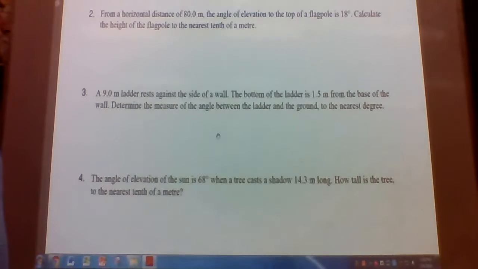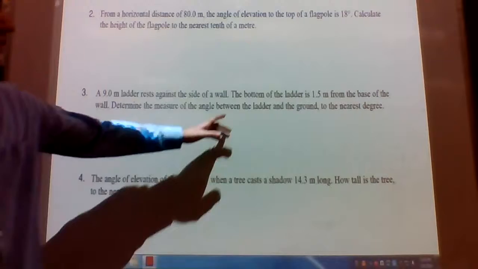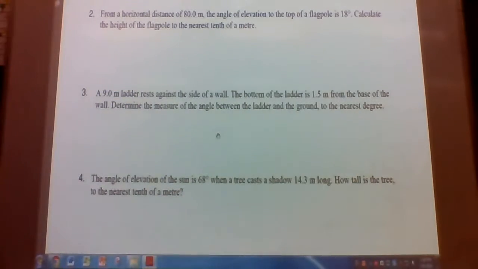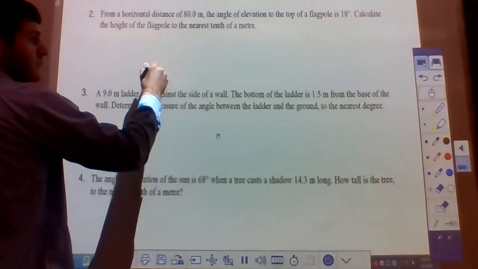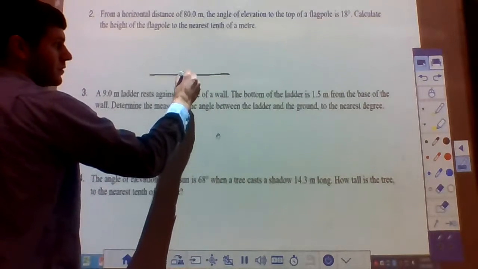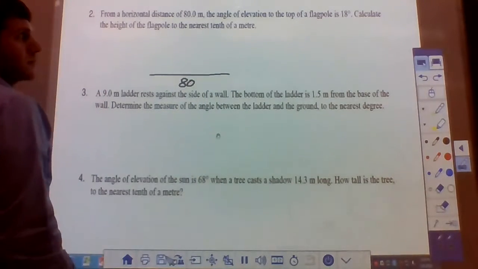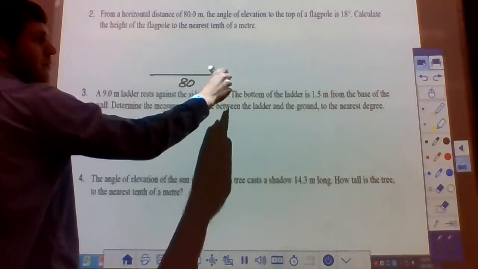Number 2, we have from a horizontal distance of 80 meters, the angle of elevation to the top of the flagpole is 18 degrees. Calculate the height of the flagpole to the nearest tenth of a meter. Spelled the British way for some reason. It wasn't a mistake because they're all spelled the British way. All right. So horizontal distance is 80. Okay. So the angle of elevation to the top of the flagpole.